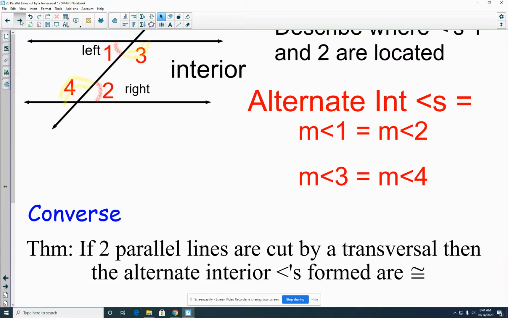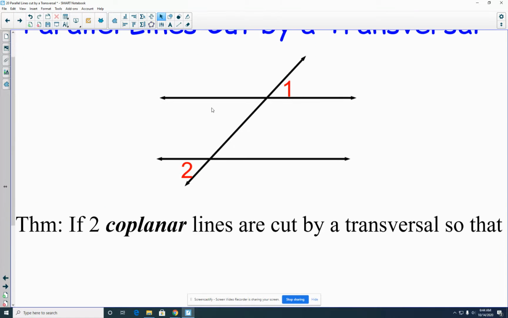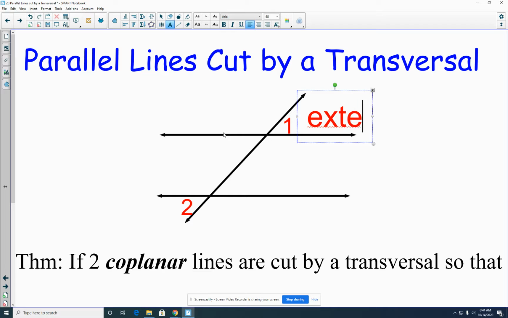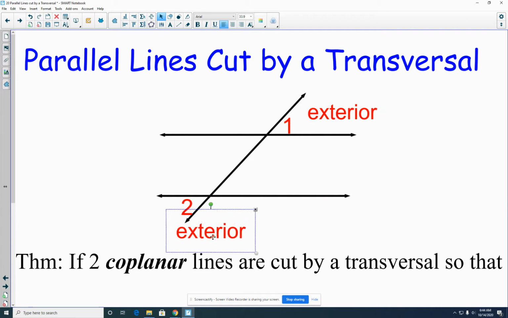So now let's take this and apply it. In just a second, we have to talk about these first. Sorry about that. So now take a look here. What do you notice about 1 and 2? Now, they're exterior angles, right? Because they're outside. We have exterior angles, that's for certain. And again, they're alternate, right? One's on the left and one's on the right. So we have alternate exterior angles here.